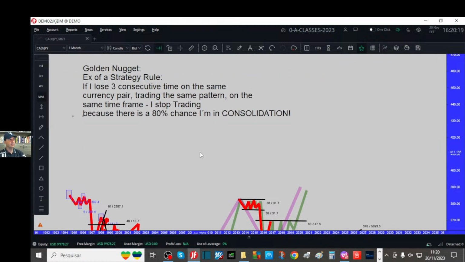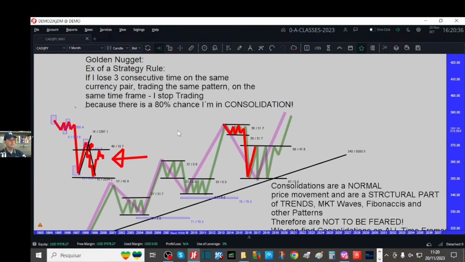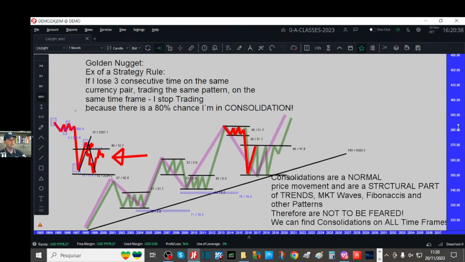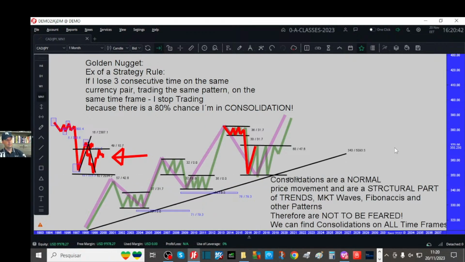Golden nugget. Example of a strategy rule. If I lose 3 consecutive times, keyword, on the same currency pair, trading the same pattern, uptrend or downtrend, on the same time frame, I stop trading. Everybody, you might take a screenshot of this too. 5 seconds, type in the chat done, take a screenshot.